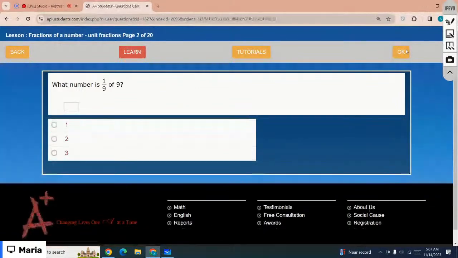Okay, the next one is what is 1 by 9 of 9? Use your notebook and pencil, do the questions on your notebook, and write the answers in the chat box.